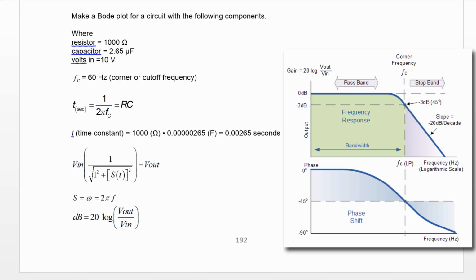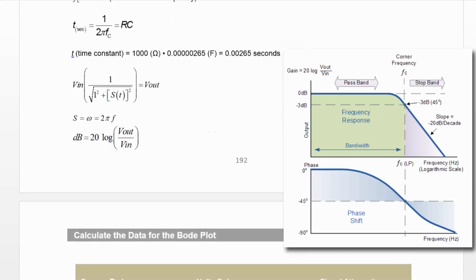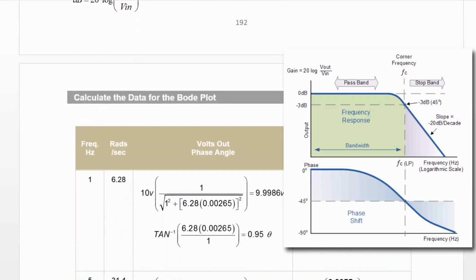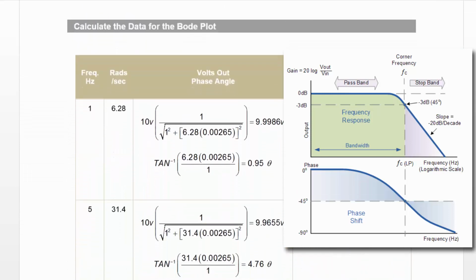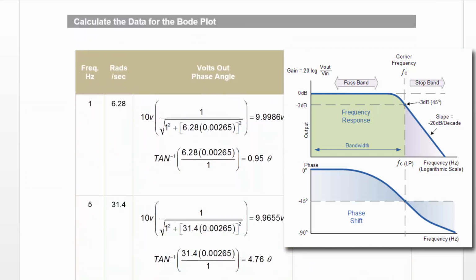Minus 3 dB is 70.7%, and that's your effective voltage. After that, you're starting to lose your control. You're starting to become unstable. It's attenuating too much to really say you have stability.